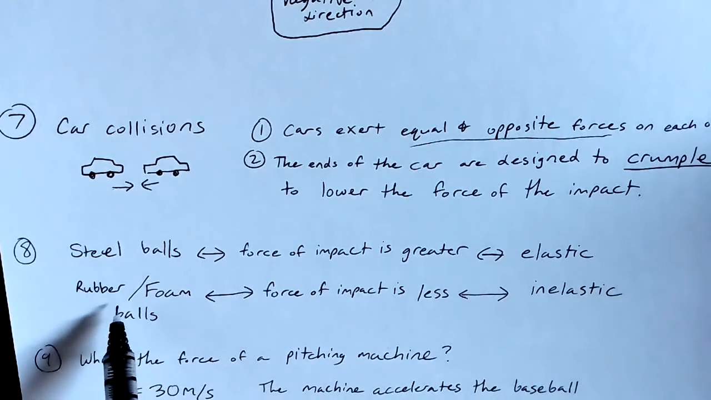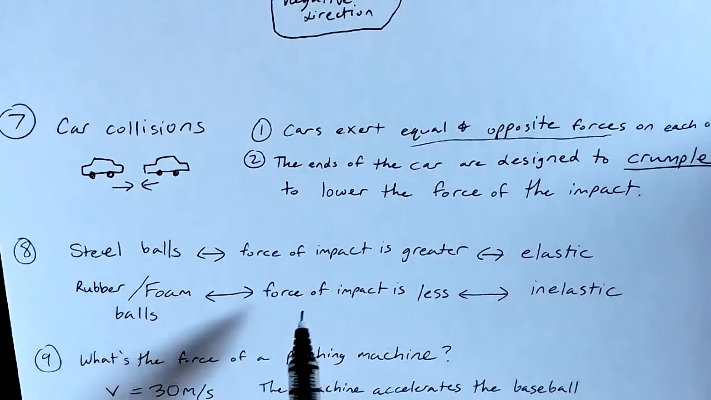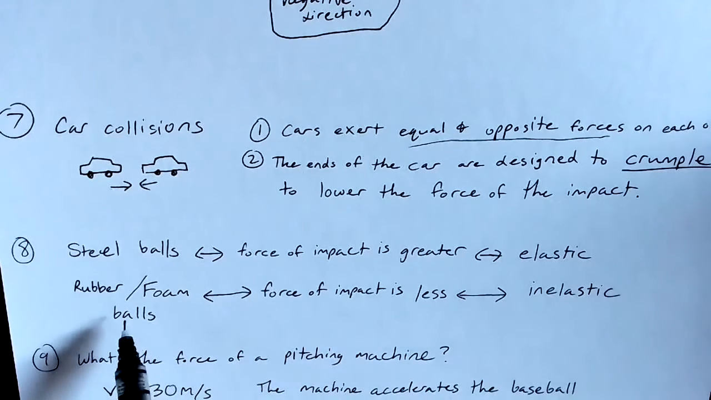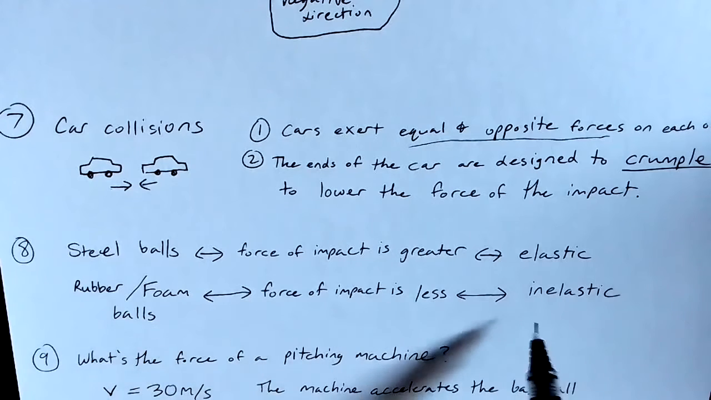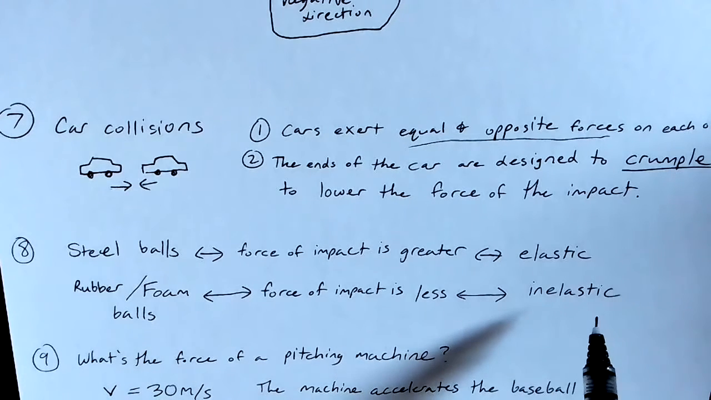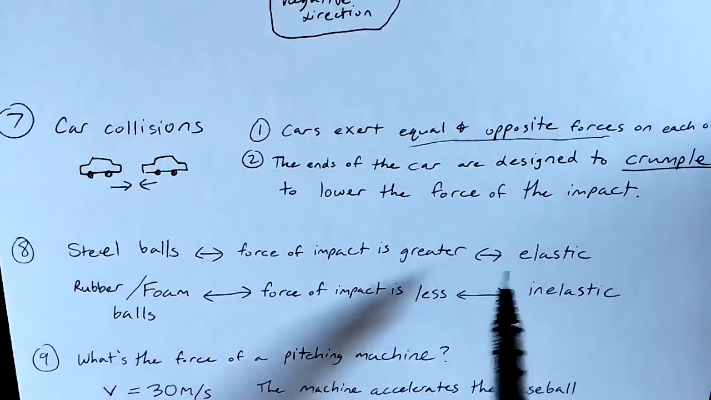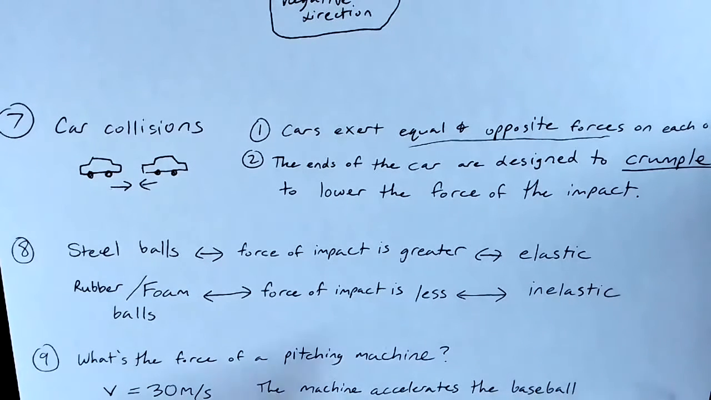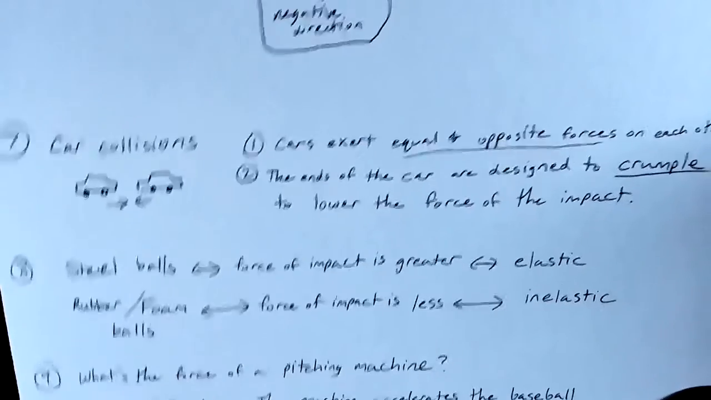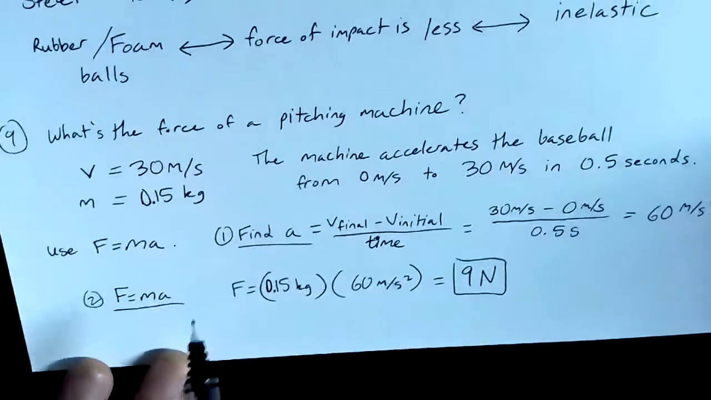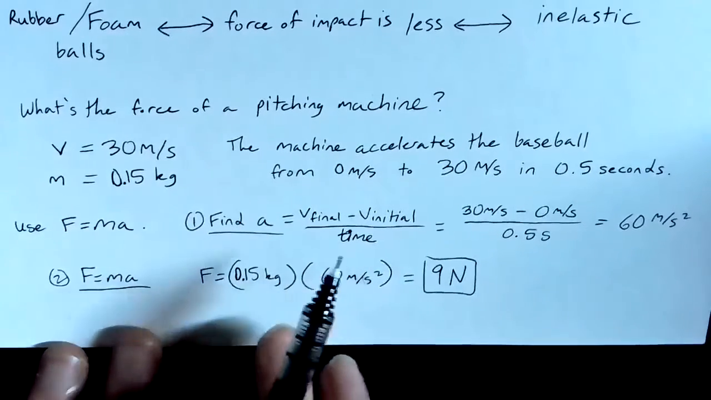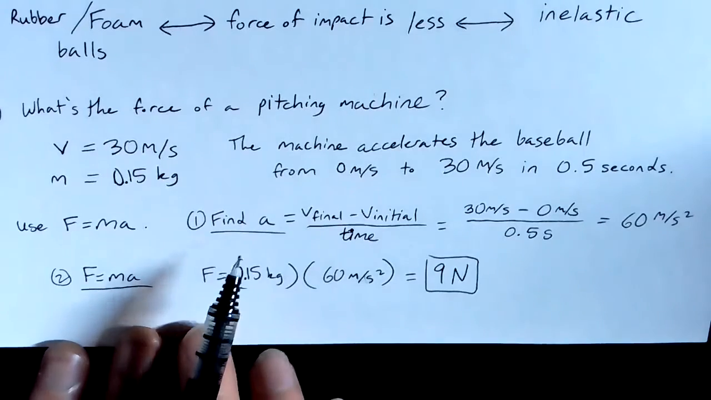The other balls are made of rubber or foam. The force of the impact is less. And these are soft surfaces. So that is an inelastic collision. Hard surface is elastic. Softer surfaces, inelastic. Because some of that force is absorbed. So hopefully you understood that. And if you have any questions about that, I can clear some things up for you if you message me in Canvas.